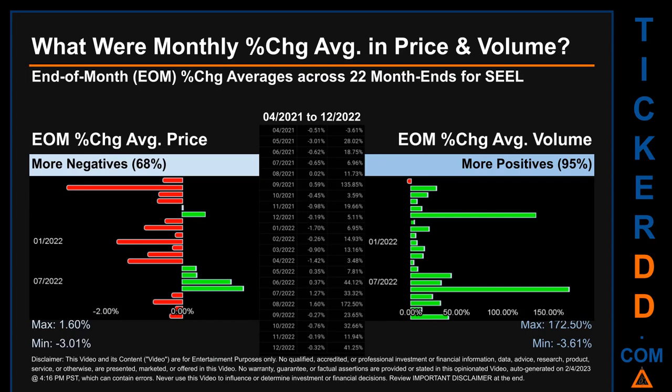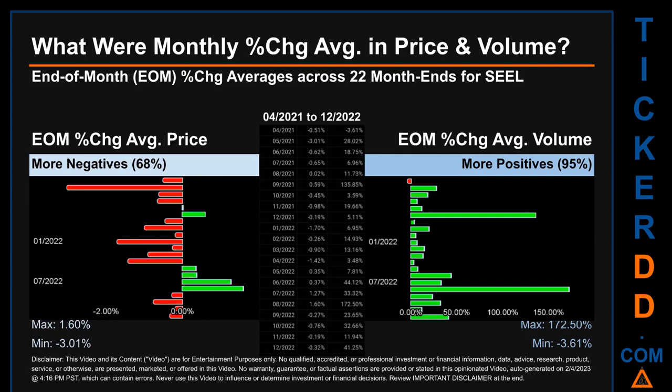What were end-of-month percentage change averages in price and volume for SEEL? The monthly average of percentage change, in price and in volume, were calculated for each of the 22 month ends. That calculation took daily percentage changes and averaged them for each given month. If a month end came out negative, then it means that the month summarily saw a negative change. From 04-2021 to 12-2020, out of 22 month ends, 15 had a negative percentage change in average price, meaning 68% of month ends saw a negative percentage change in average price.